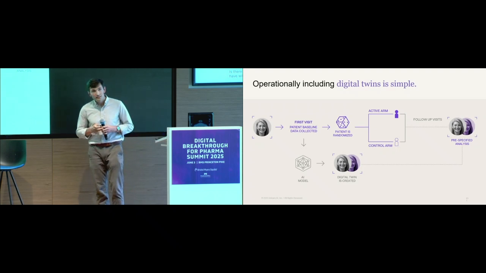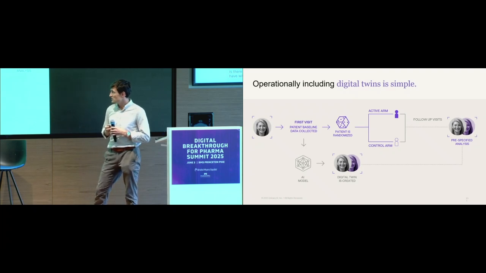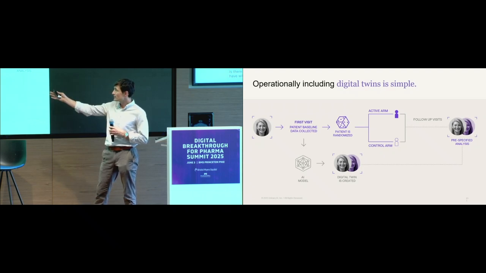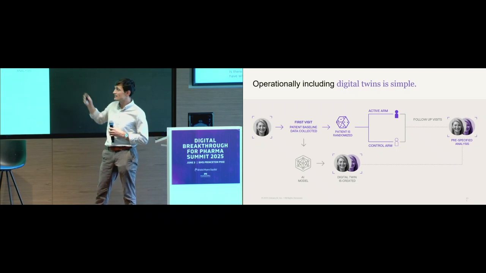And operationally, this approach is very simple. You have our digital twin model, which exists prior to the trial. It's pre-specified. At the start of the trial, everyone's baseline data is collected, and you can create the digital twins and convert them into prognostic covariates in this trial. And then the randomized control trial is run as usual. And then there's a statistical analysis at the end, which incorporates all the data that's measured in the trial, as well as the predictions from the digital twin model.